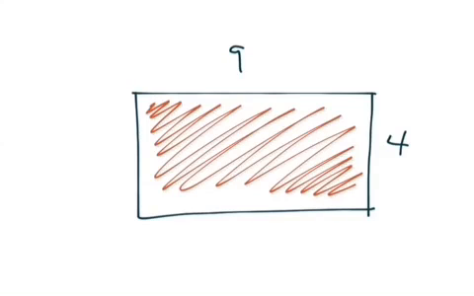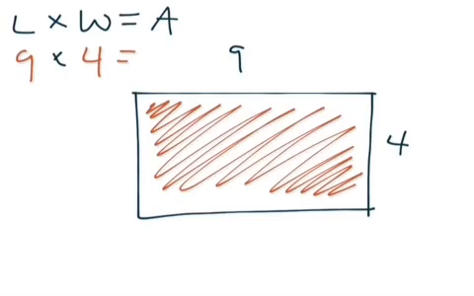A lot of you know from previous exposure that you multiply the length by the width, and that equals the area. So in this case, the length is 9 for this rectangle, the width is 4, and that would give me an area of 36 because 9 times 4 equals 36.